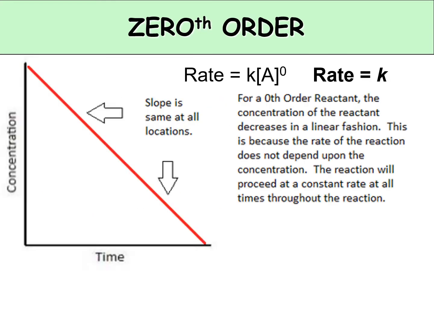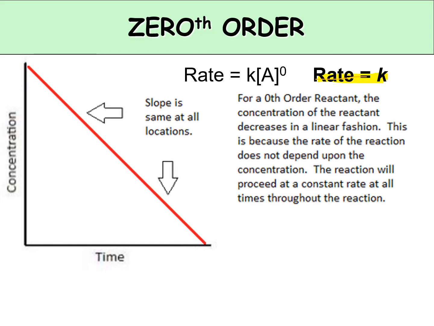Let's see some examples. Let's start with zero order. If the reaction is of zero order with respect to A, it means that the exponent that we have to write for the concentration of A is 0. As a consequence, because any base elevated to the 0 is equal to 1, we can actually write the rate law as such.